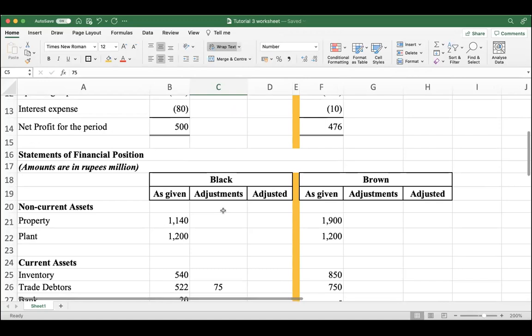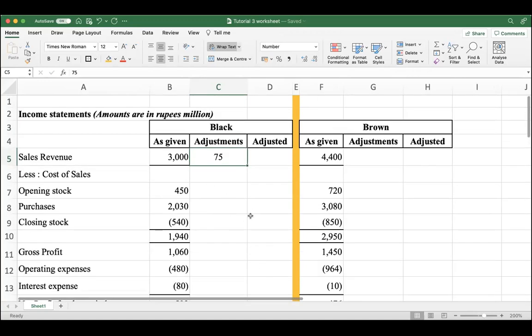Both debtors and sales have been understated because this company has sold goods to a related party at a lower price. So that impacts your analysis. Now you have brought the transaction to a normal price. So the adjustment is 75.